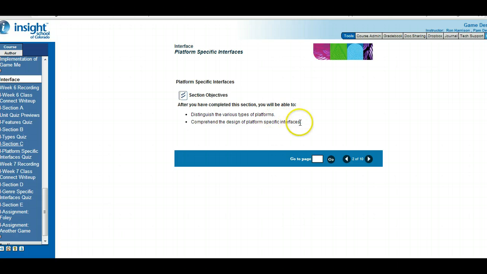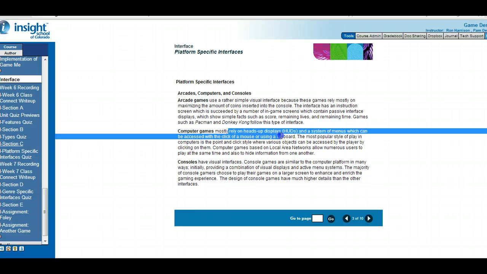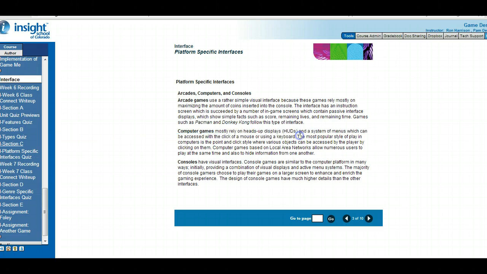And that means interfaces that are made specifically for certain platforms. So arcade games use very simple visual interface, right? Because the games are relying mostly on maximizing the amount of coins inserted in the console. So they want people to be able to play quickly. So that's the type of interface that arcade games have. Computer games rely on heads-up display with systems of menus where you click a mouse or click something on the keyboard, right? Consoles have visual interfaces.